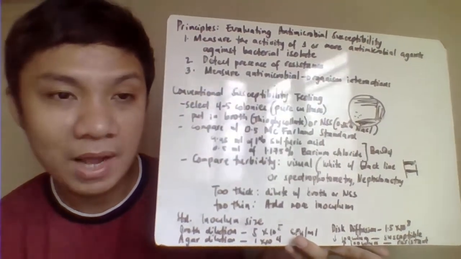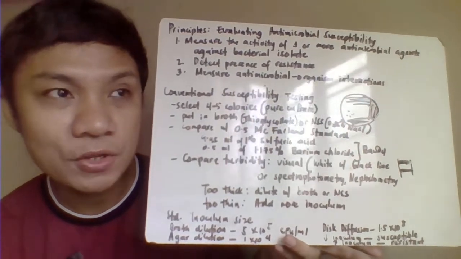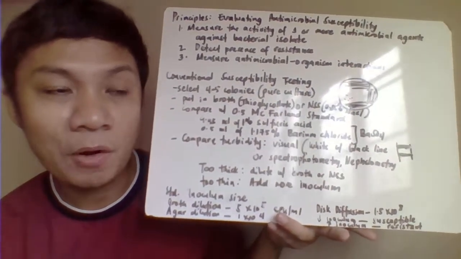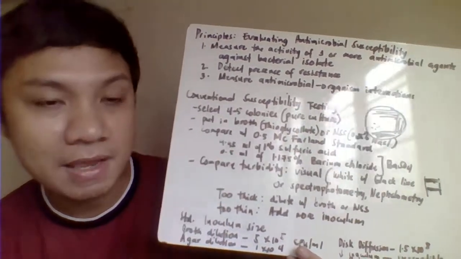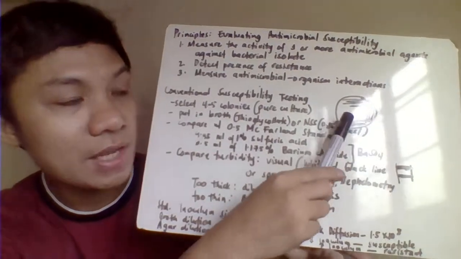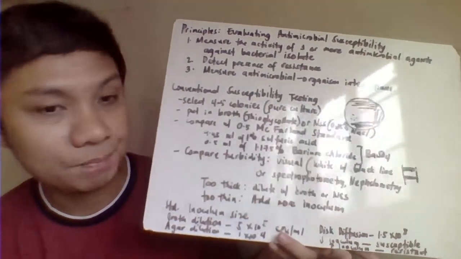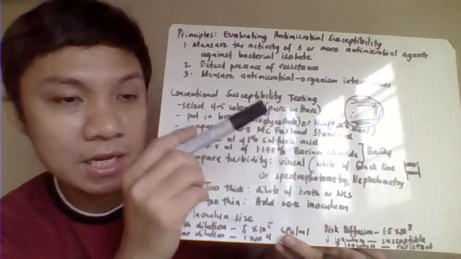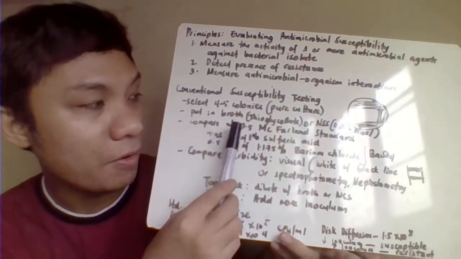Because most likely that one is the pure colony. So, these are not contaminants or a combination of other organisms. That's why you need to select approximately 4 to 5 isolated colonies from your pure culture. We consider this one as your pure culture. After that, pick with your inoculating loop or your needle and inoculate that into a broth medium.